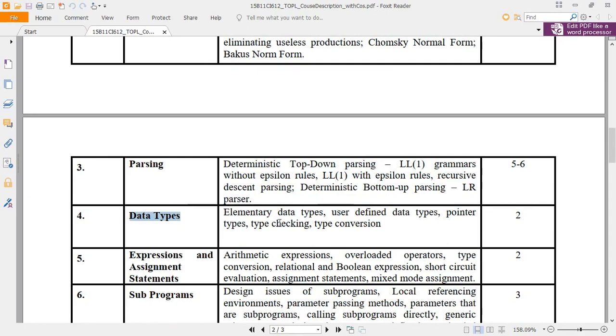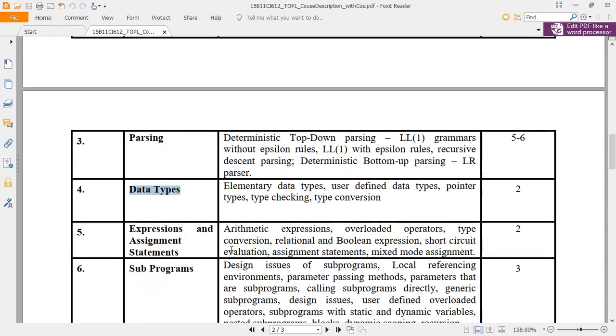In data types we have looked at elementary data types, then user-defined data types, pointer types, type checking, and type conversion. In this we have seen function pointers, use of double pointers and single pointers, and how the memory allocation takes place, etc. Then we moved on to expressions and assignment statements. In that: arithmetic expressions, overloaded operators, type conversions, real and boolean expressions, short circuit evaluation, side effects, and mixed mode assignments. So these are the expressions and assignment statement topics that we have seen.